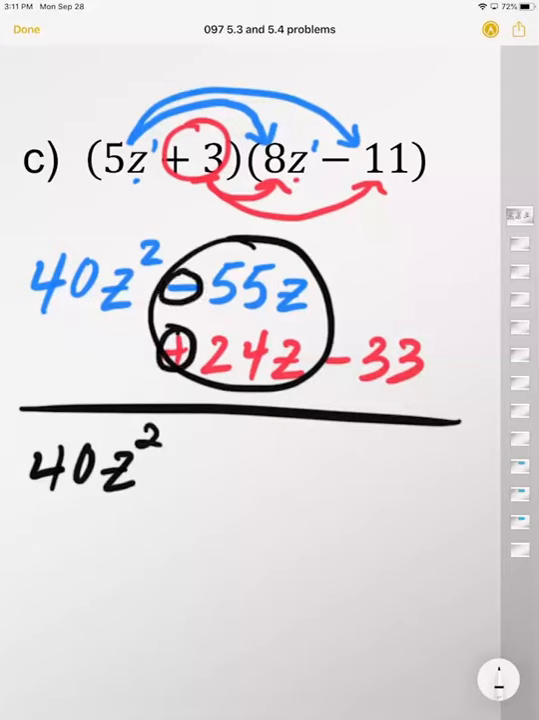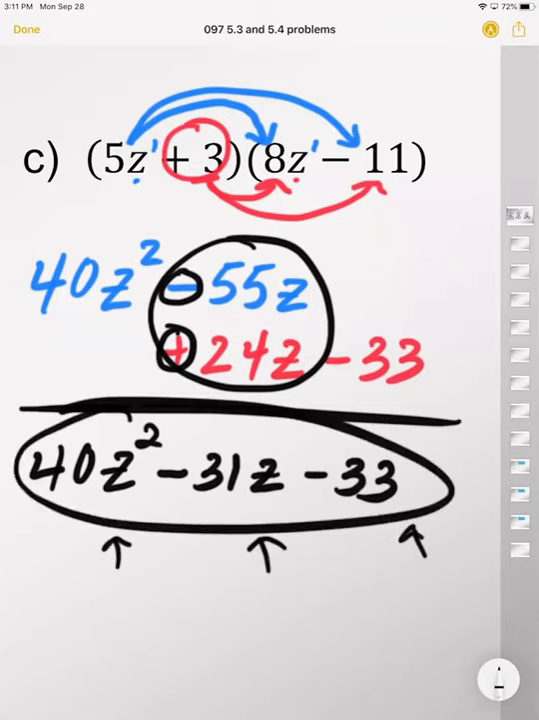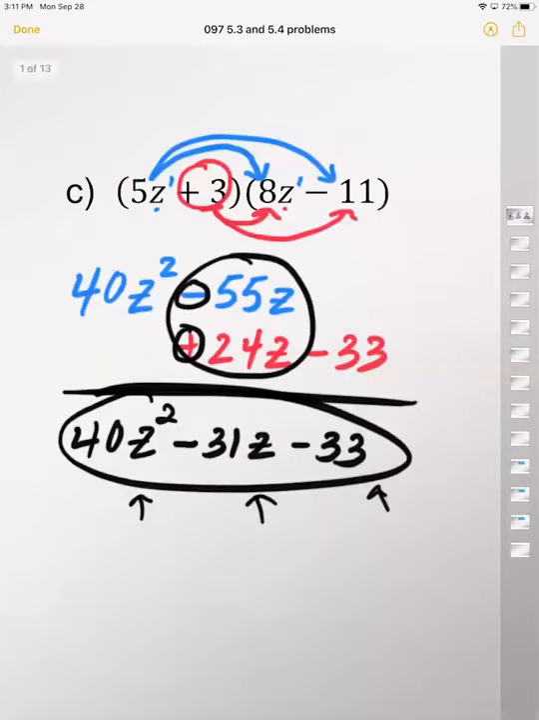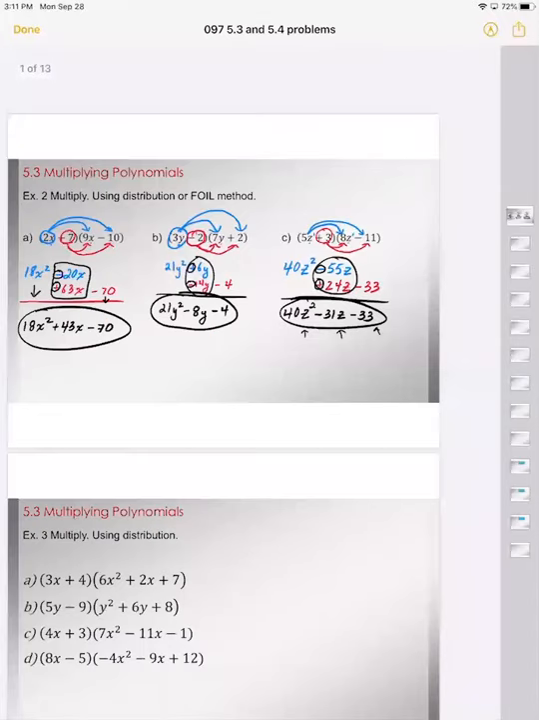Consistently, same sign we add, opposite signs we subtract. In this case, we kept the sign of the larger number. The larger number is 55. So if I subtract this, I will get negative 31Z and bring down my 33, my constant. And as you can see, Z squared, Z, and a constant are all unlike terms. And if they are all unlike terms, there is nothing we can do with this. We cannot add or subtract these items, okay?